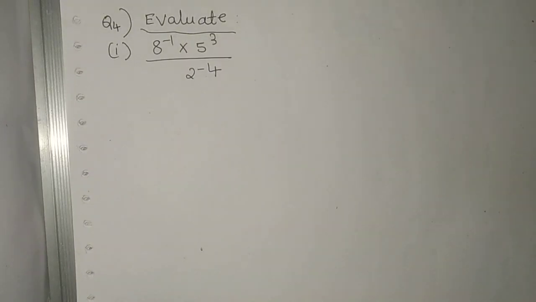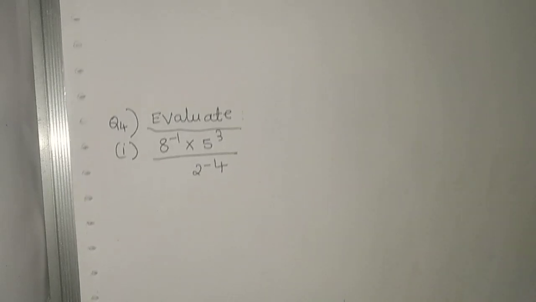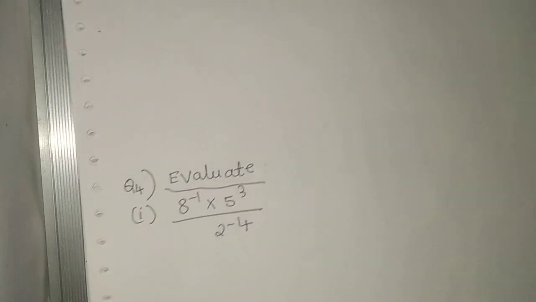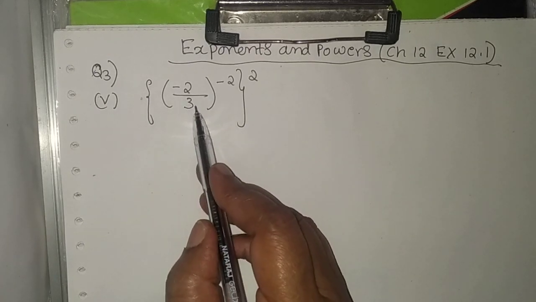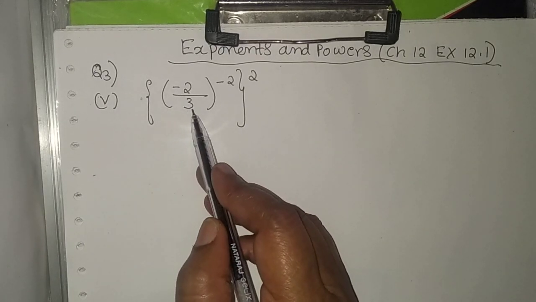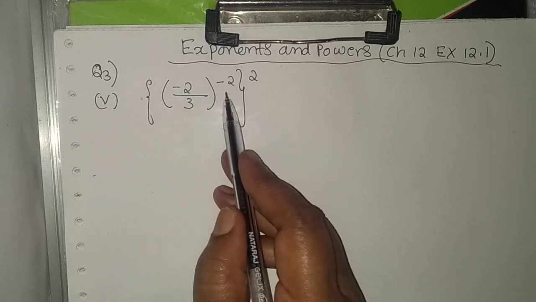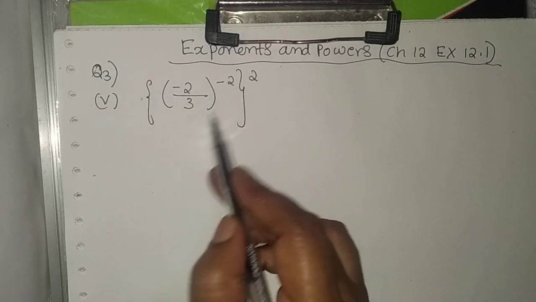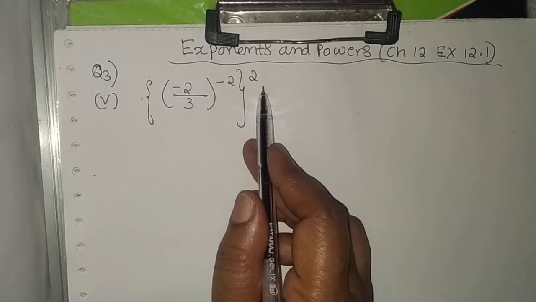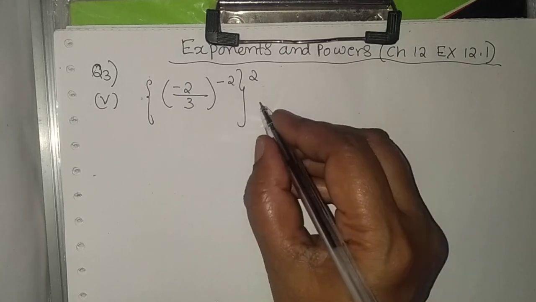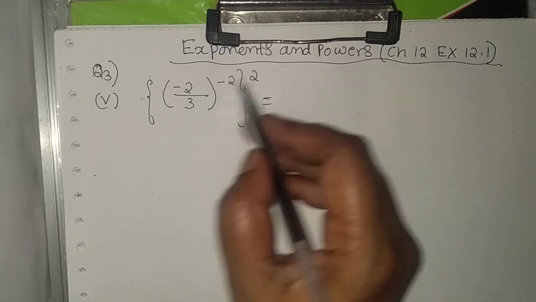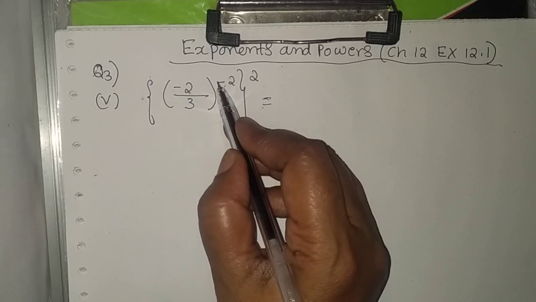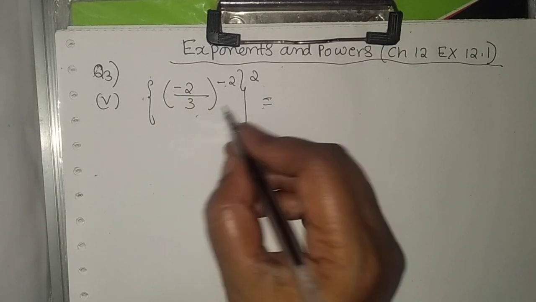So 12, we finished the fourth one. We move on to the fifth problem. The fifth problem they have given is (minus 2 by 3) to the whole power minus 2, then again whole power 2. So for this, we should be very careful taking these brackets or removing these brackets.